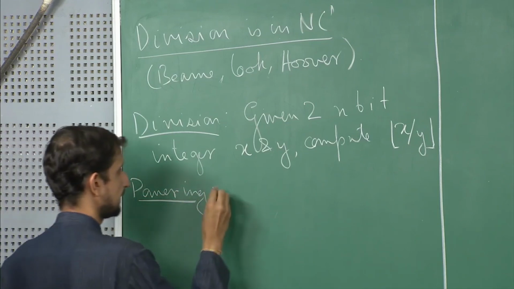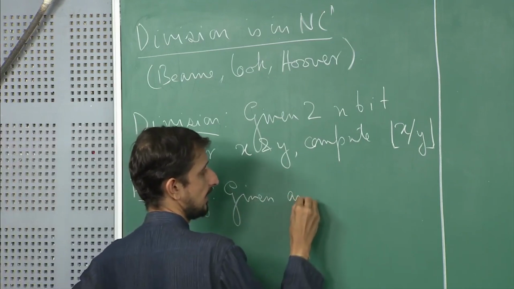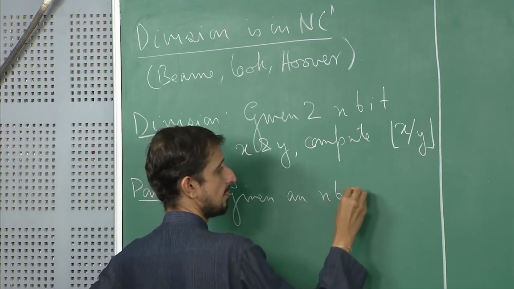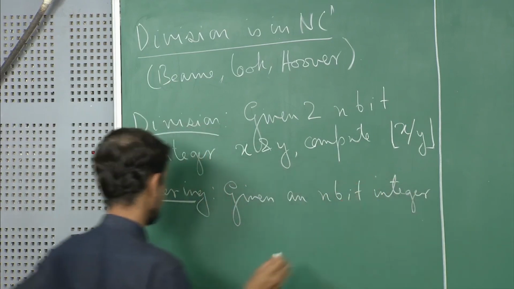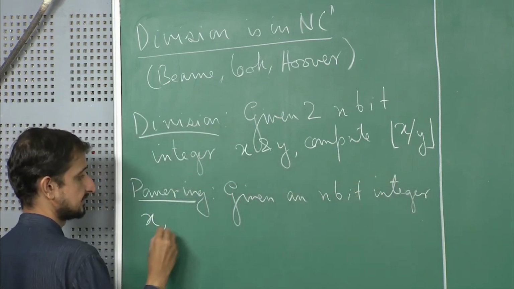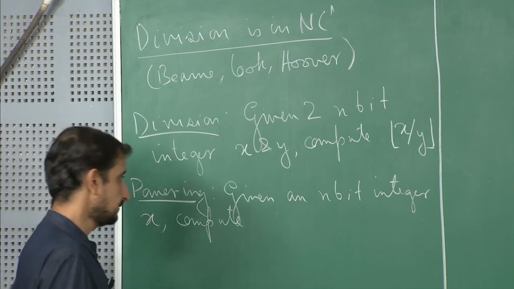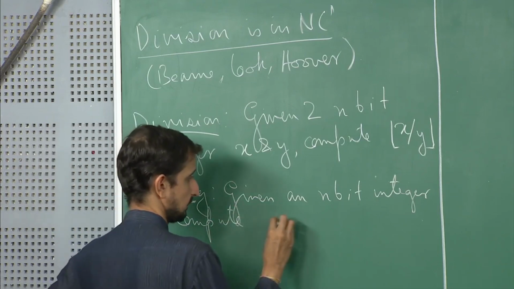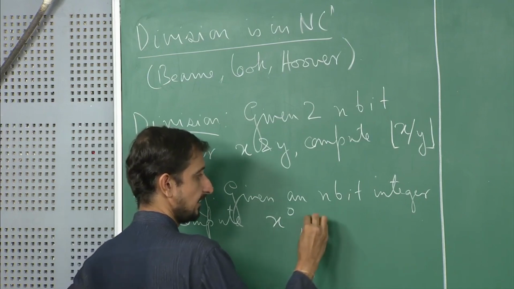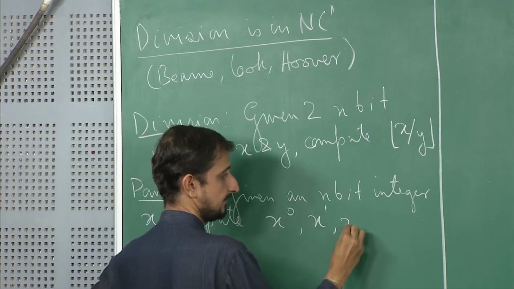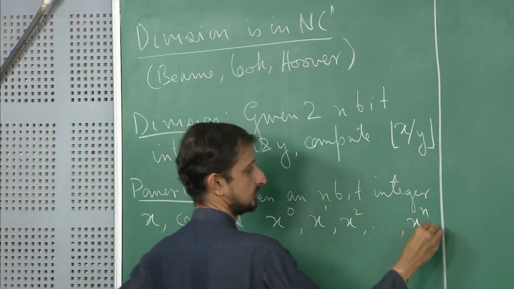Powering. So what is the powering problem? So given an n bit integer x, compute the powers. So basically compute x to the power 0, which is nothing but 1, x to the power 1, x to the power 2, and so on, let us say till x to the power n.